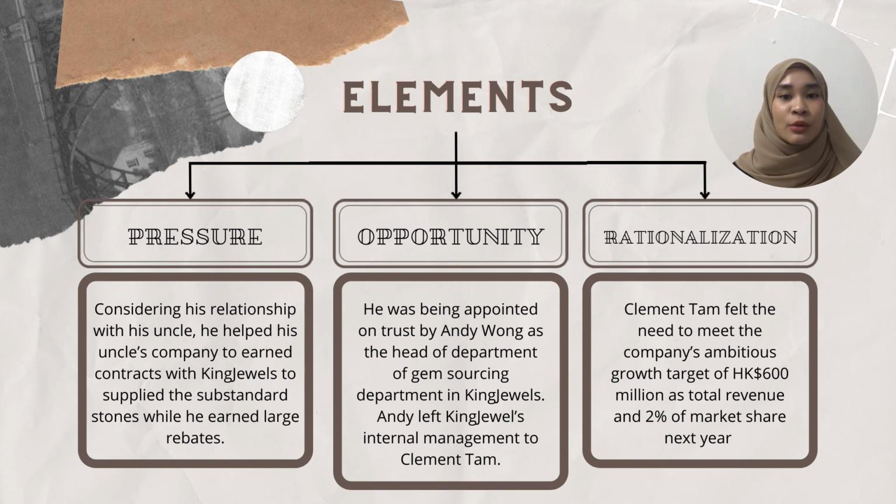The last one would be rationalization. Clementine felt the need to meet the company's ambitious growth target of Hong Kong dollars 600 million as total revenue and 2% of market share next year, even with those malicious acts, to earn their annual bonuses since they are tied to the growth target. All these elements affected his action in committing fraud.